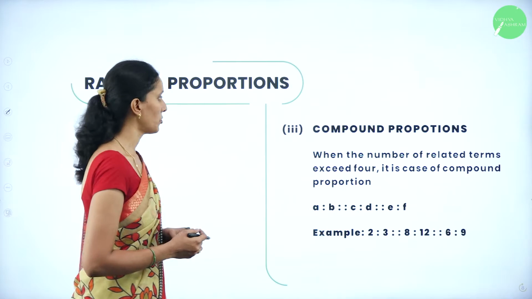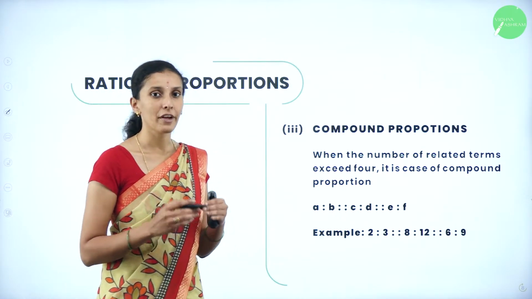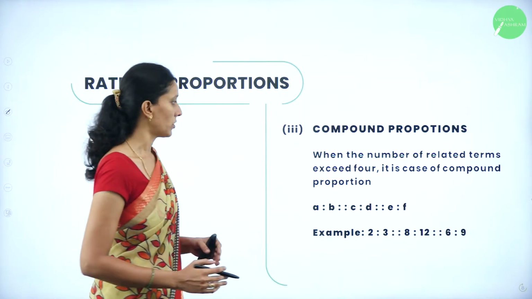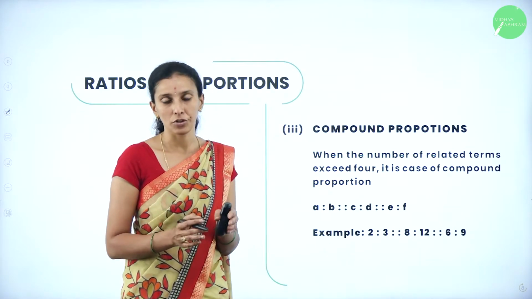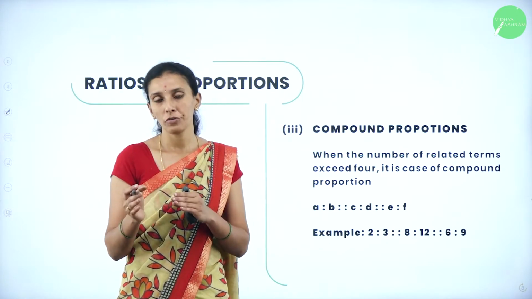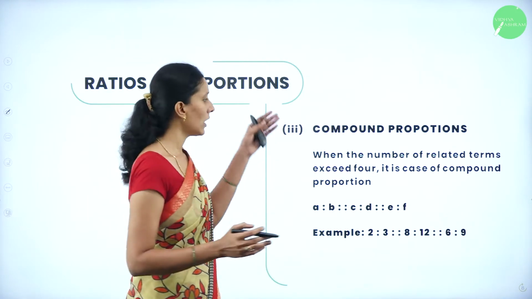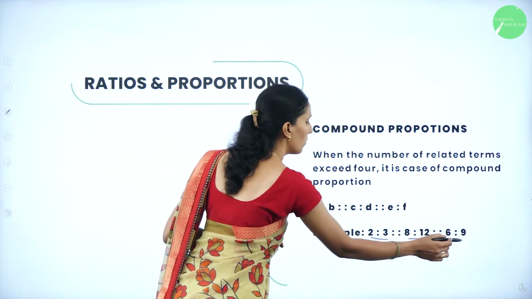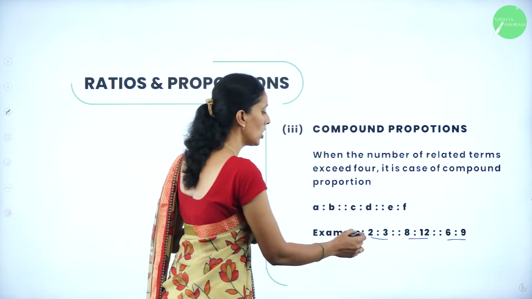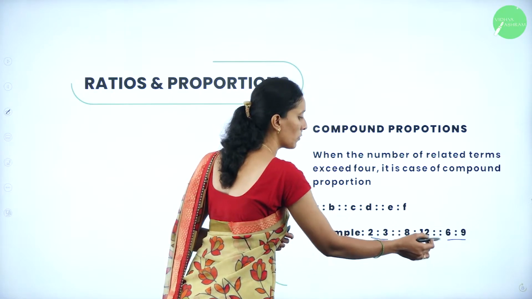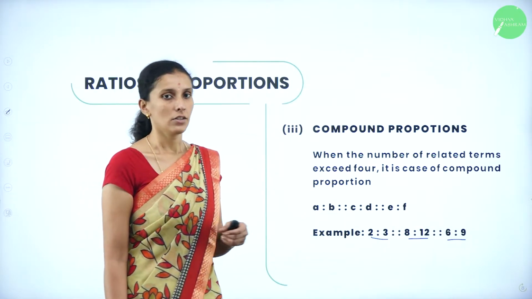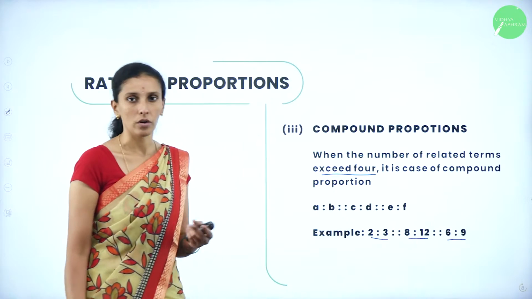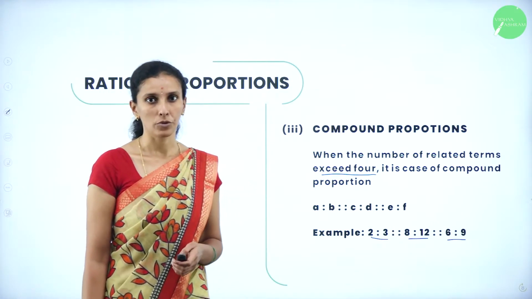Next, compound proportion. What do you mean by compound proportion? If the number of terms is more than 4, we call it a compound proportion. As you have learnt, the multiple of 2 or more ratios will give rise to the compound ratio. Similarly, you have a compound proportion here also, that is, we are equating more than 2 ratios. So you can see here 2 is to 3 proportional to 8 is to 12 proportional to 6 is to 9. So when the proportion terms exceed 4, we call it a compound proportion.